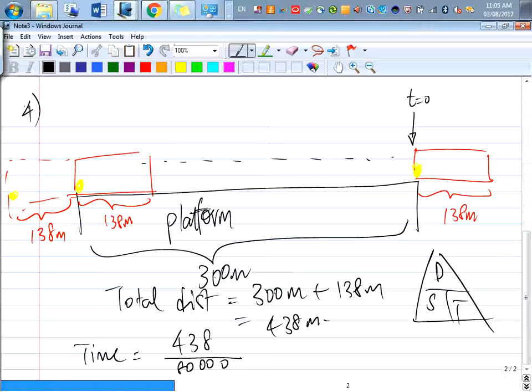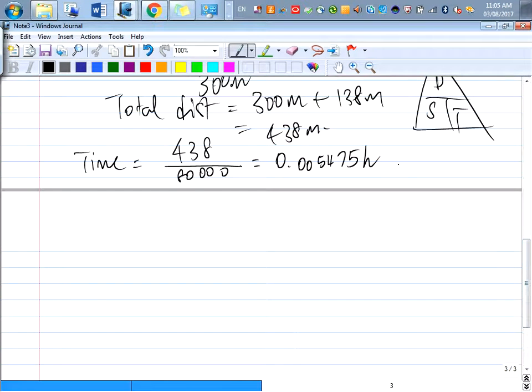I can choose to find out the time in terms of hours first, right? Right now, I have converted my 80 kilometers to 80,000 meters. So this gives me 0.005475. What are the units? Hours. This is the exact value. Now, I am ready to convert hours to, what do they want? Seconds. So which equals 0.005475 times 3600, that is 19.71, approximately 20 seconds.